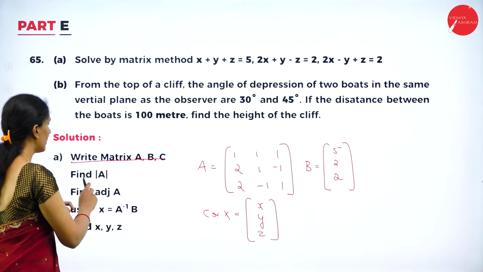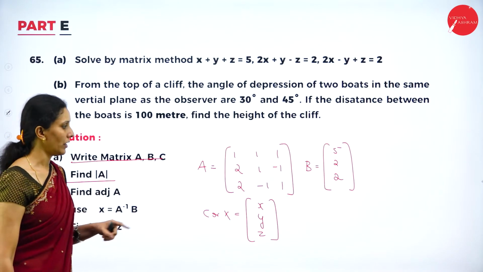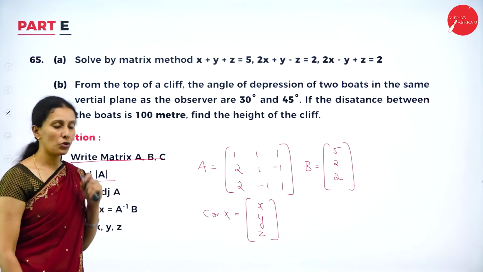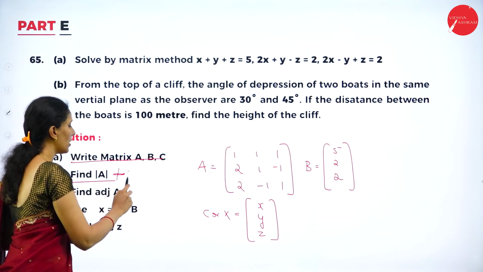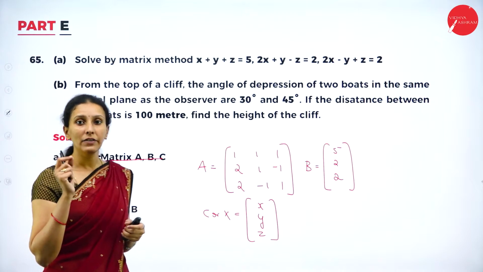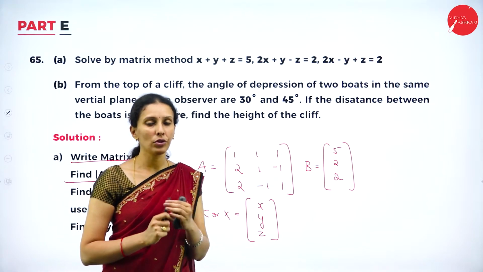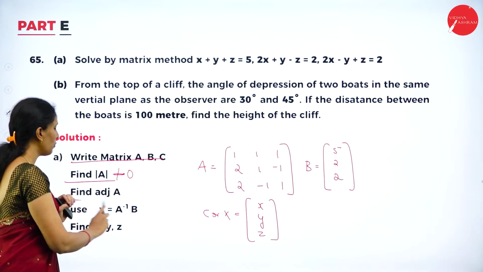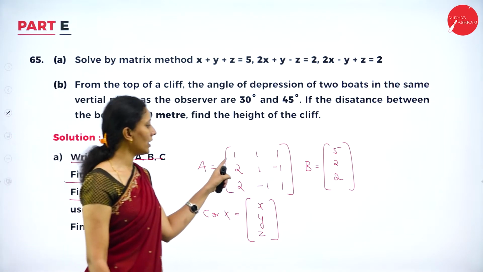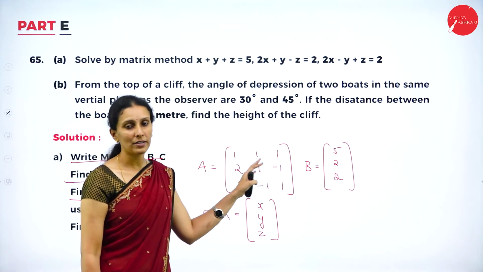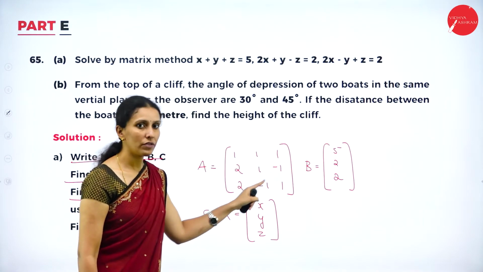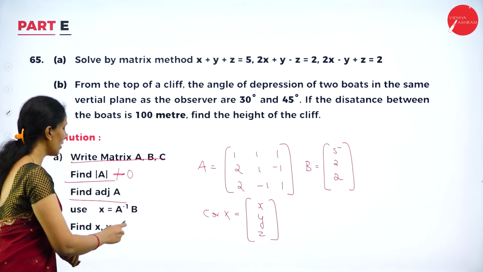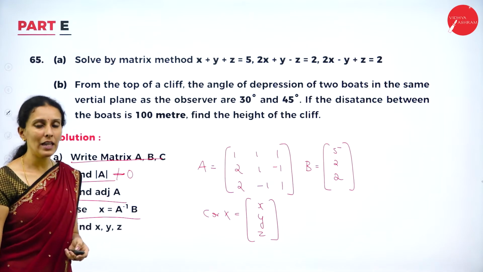So using this, find the determinant of A. Whenever the matrix A is given, find the determinant of A, because to show that determinant A is not equal to 0, only then A inverse exists. So therefore you have to show that determinant A is not equal to 0. After finding, we have to find the adjoint A, that is finding the transpose of the cofactor matrix. Find the minors of each element and transpose it, you will get the adjoint A. Then using the formula, X is equal to A inverse B.